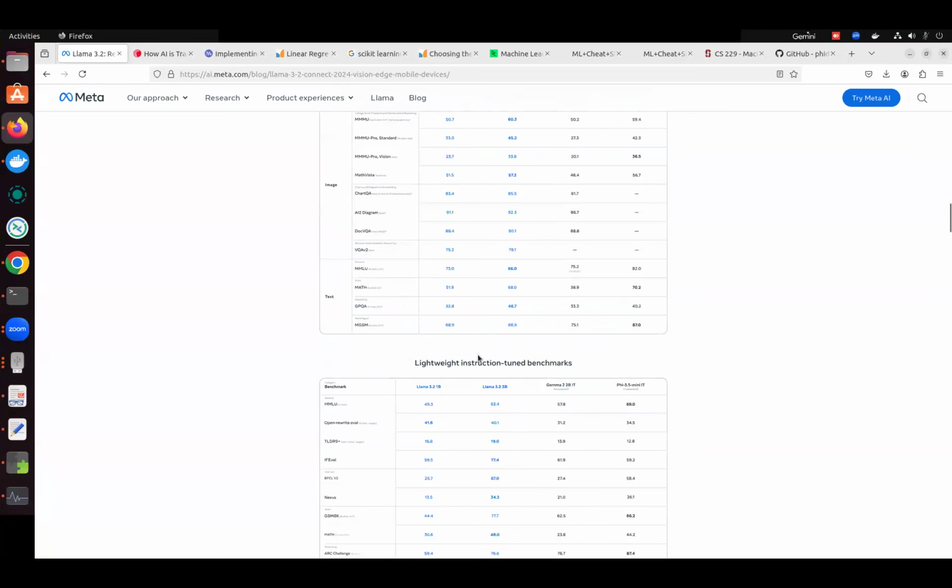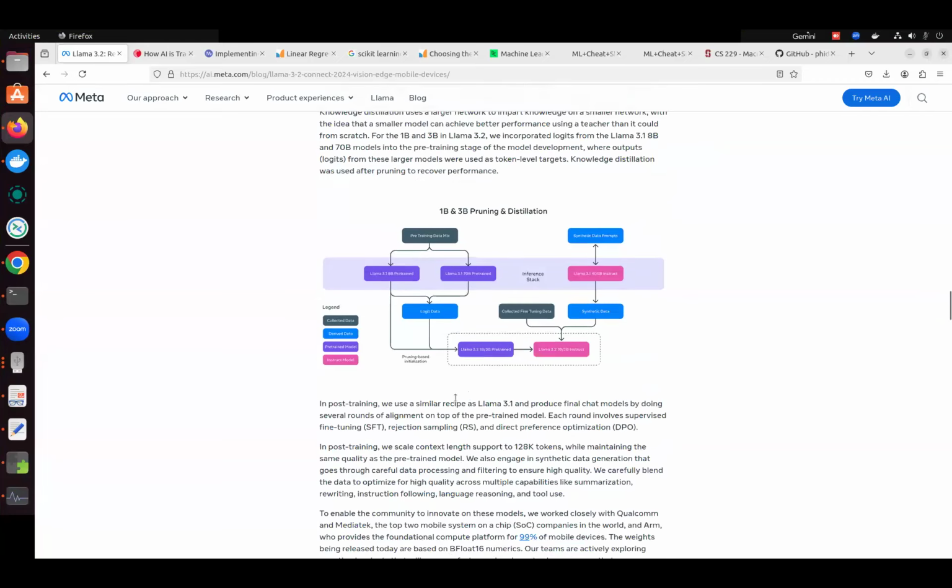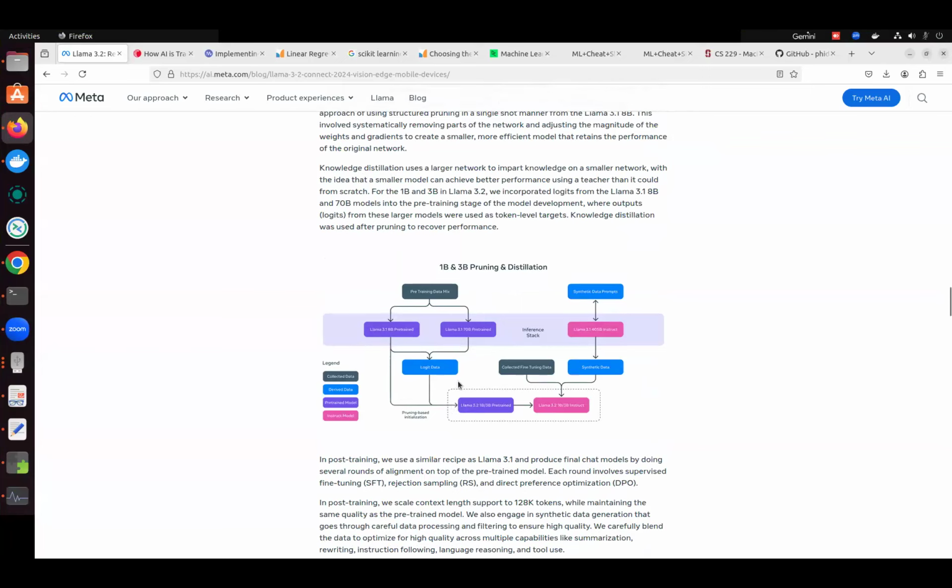I think this document is visible, right? So this is how they have trained the 1 billion parameter and 3 billion parameter models using pruning and distillation. Yesterday I spoke about the distillation approach, right? Here they have a pre-trained model, and from that the Llama 3.1 8 billion and 70 billion parameter models, and using that they had the logit data, and from the logit data they got the 3.2 1 billion parameter and 3 billion parameter models.